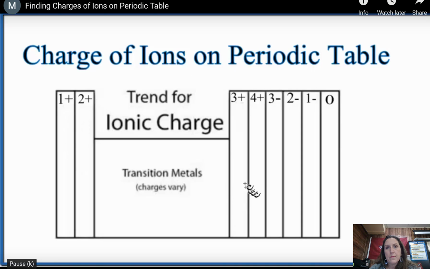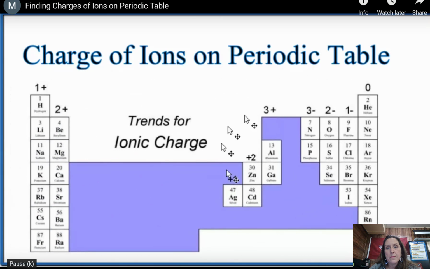But this is a general trend. Let's look at a little more detailed periodic table with ionic charge listed. So these are the specific ionic charges on the periodic table that you can expect. All of these in group 1 are 1 plus, they form 1 plus ions. Group 2, 2 plus, we skip the transition metals, and there are also a number of elements over here that have variable charges. So we go 3 plus for the aluminum here and the gallium. We don't consider any of these really to have ionic charge. 3 minus, 2 minus, 1 minus, and 0.